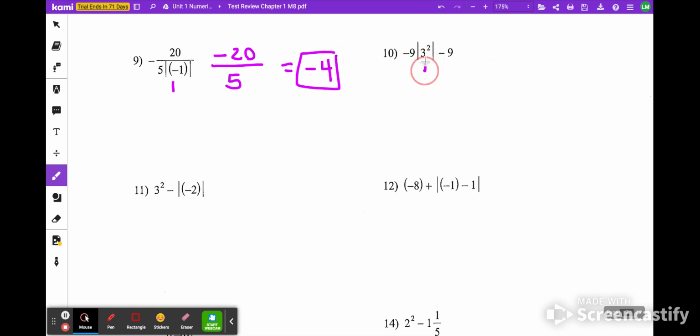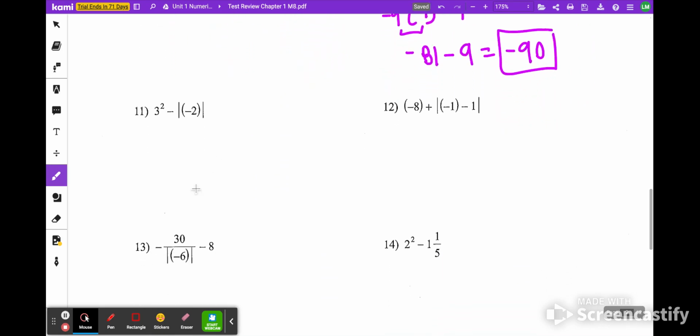Here we go again. Absolute value is technically parentheses. 3 squared is 3 times 3, which is 9. So I have negative 9 times 9 minus 9. Negative 9 times 9 is negative 81, and negative 81 minus 9 is negative 90.